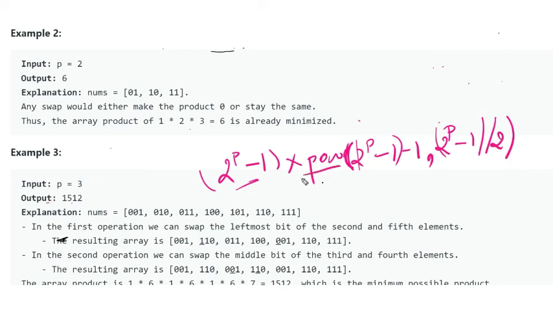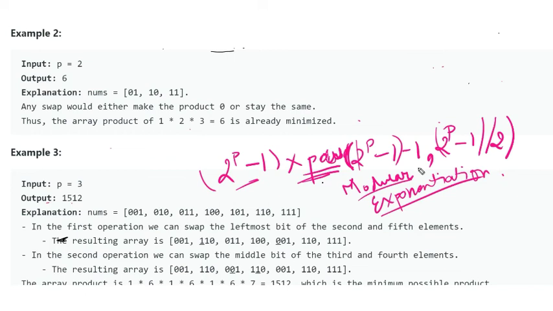You have to multiply this exactly half of the times. Okay, so now when you calculate the power, the time complexity will become very huge. So here we will use modular exponentiation. If you don't know about modular exponentiation, you can read an article on Geeks for Geeks. I will also provide the link in the description. It's very simple. It's just to calculate the power fast.